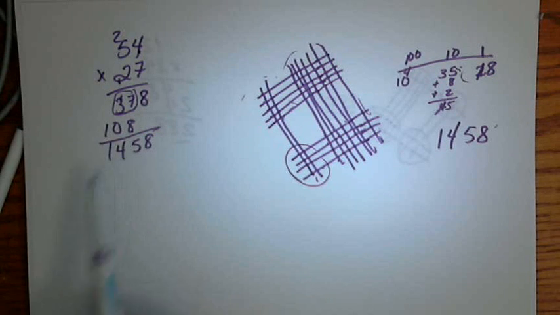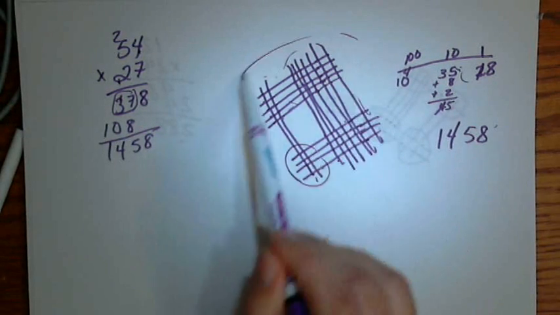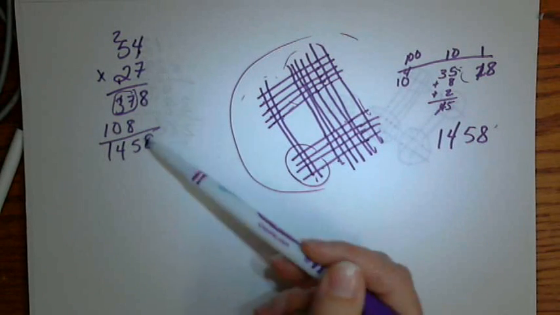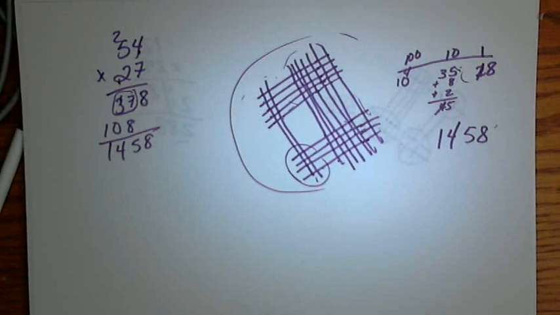So it's exactly the same math that we're doing all the way across. It's just that this is a more graphical representation of it rather than the more traditional way that we've already been learning to do it, to multiply with.